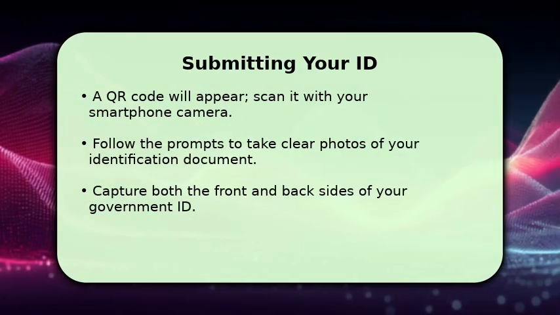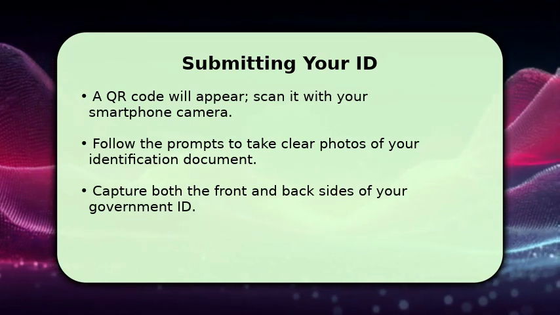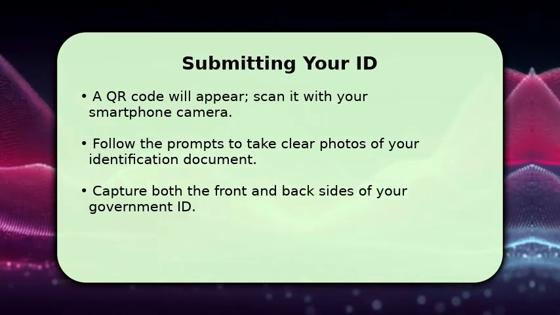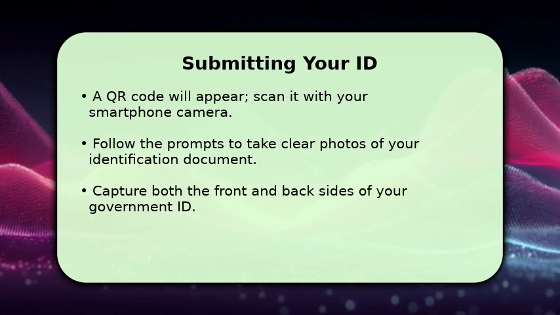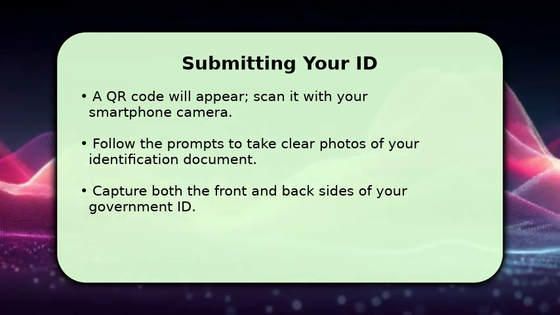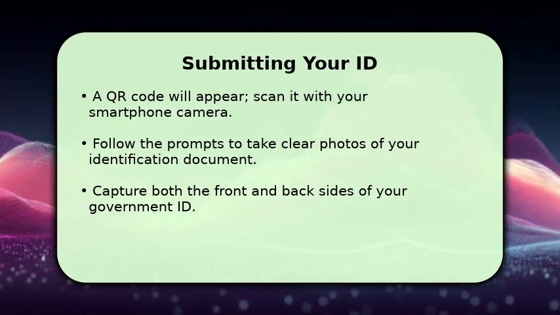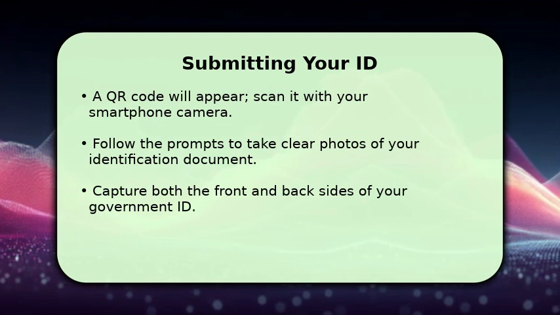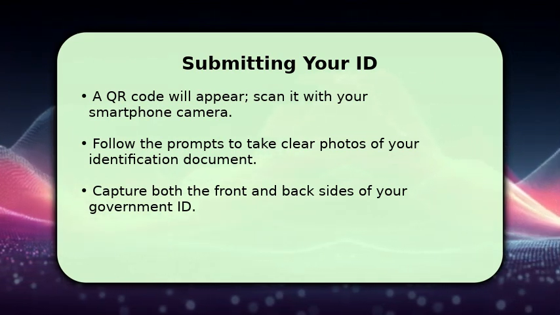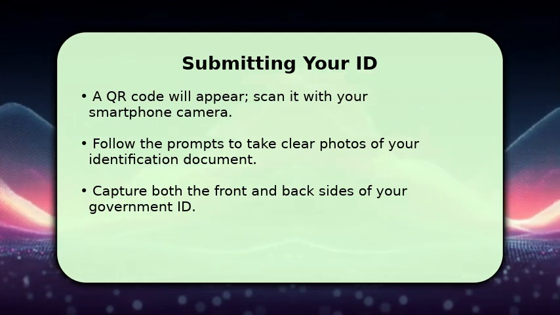After initiating verification, a QR code will appear on your screen. Use your smartphone's camera to scan this code, which will direct you to a secure verification portal. You will then be guided to take clear pictures of your government-issued identification, ensuring both the front and back are visible. Finally, you will complete a brief selfie scan to confirm that you are the person on the ID, a process that typically takes only a few minutes.